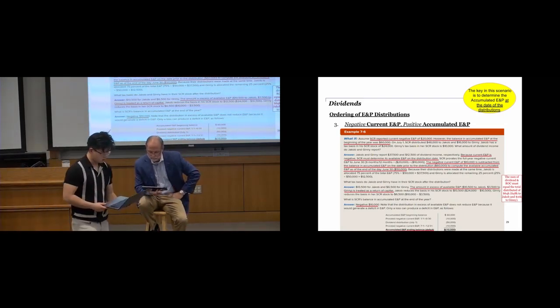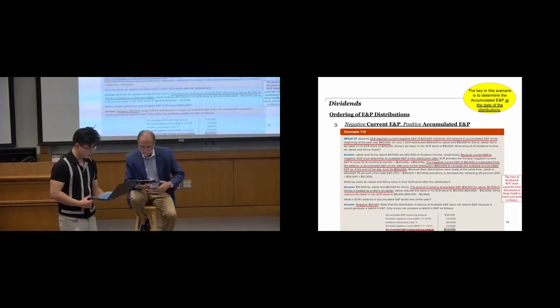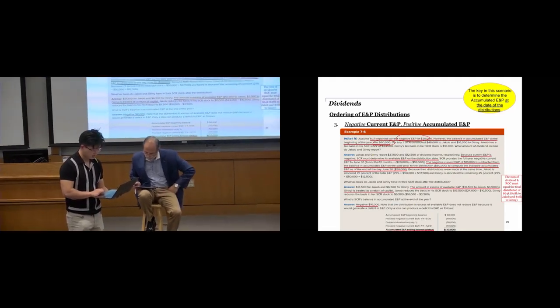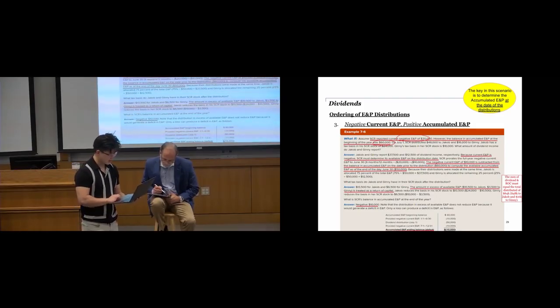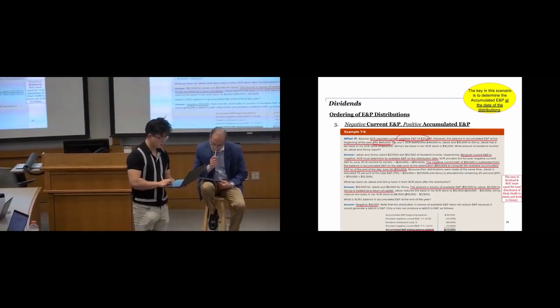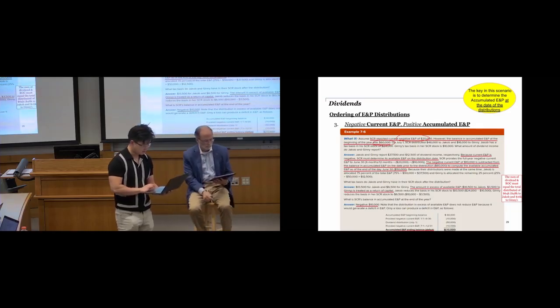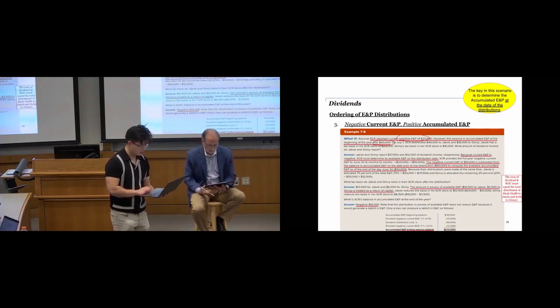Assume SCR reported current negative E&P of 20,000. However, the balance in accumulated E&P at the beginning of the year was 60,000. On July 1st, SCR distributed 48,000 to Jacob and 16,000 to Ginny. Jacob has a tax basis in his SCR stock of 24,000, while Ginny's tax basis in her SCR stock is 10,000. What amount of dividend income do Jacob and Ginny report?